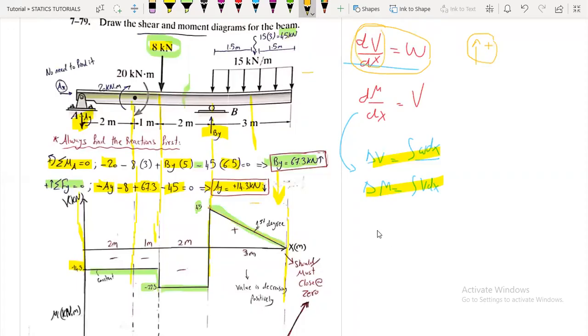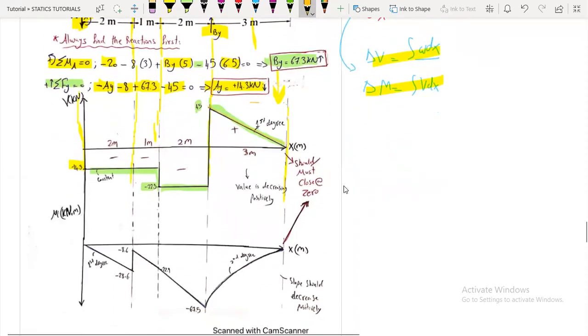So if the slope, let me explain this. If the slope is positive, the curve will be either in this way or in this way, because they are both going up. But if it's negative, it's either this way or this way. But here, let me first complete the moment diagram, and then I will go back here.